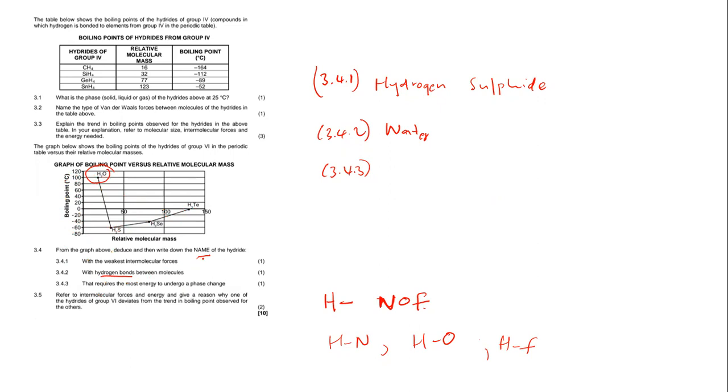So the question here wants us to determine the name of the hydride that requires the most energy to undergo a phase change. In this case, I have already talked about it. I said the hydride that has the highest boiling point requires the stronger intermolecular force. As it requires the stronger intermolecular force, that means it needs more energy so that the molecules of that hydride can be broken down. So what is the name of that hydride for 3.4.3? It's going to be water once more. Again, it's going to be water.